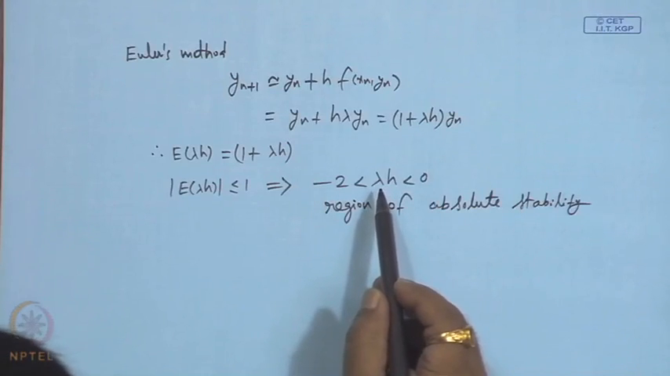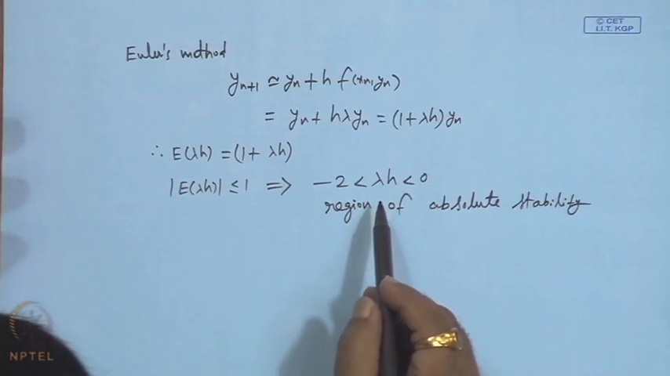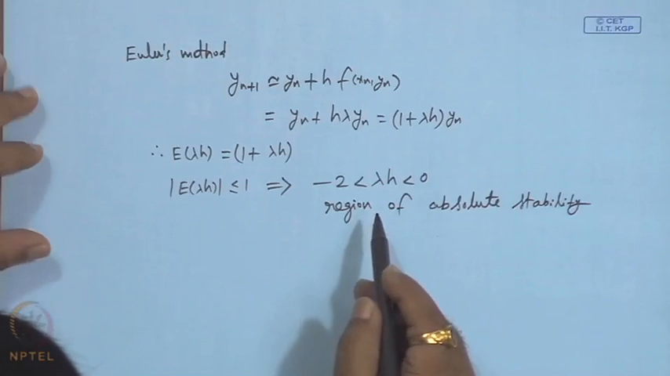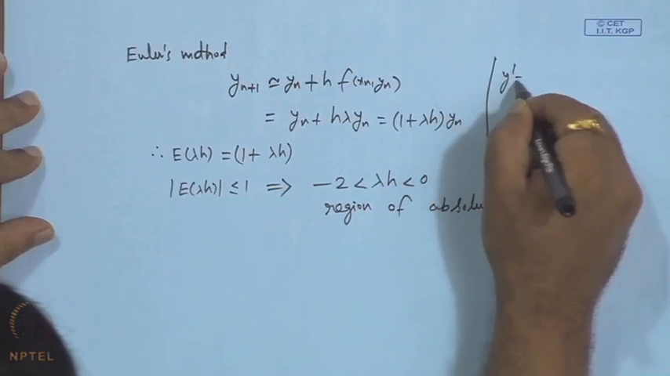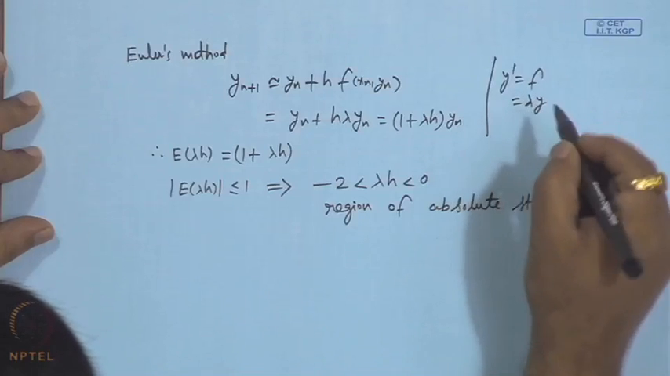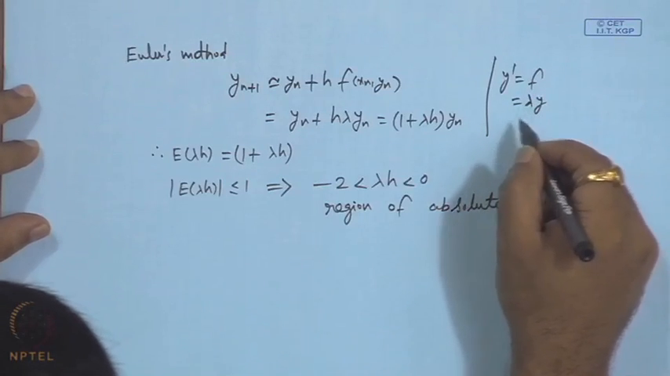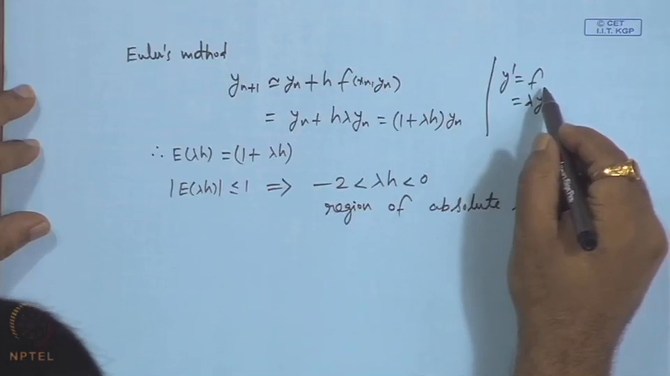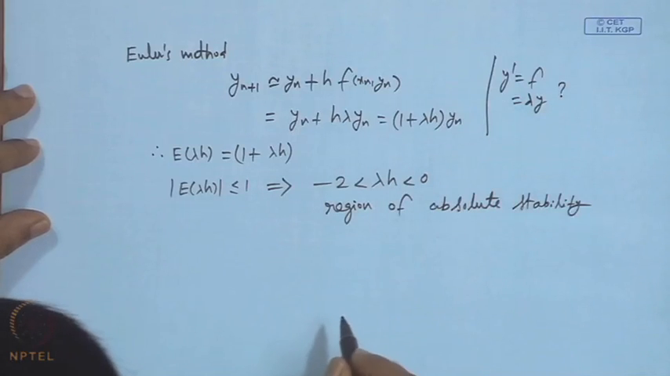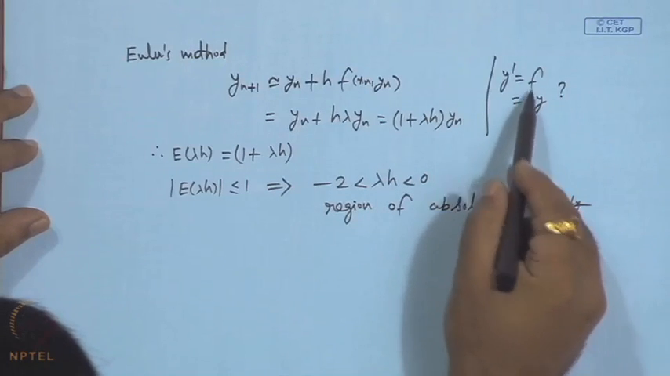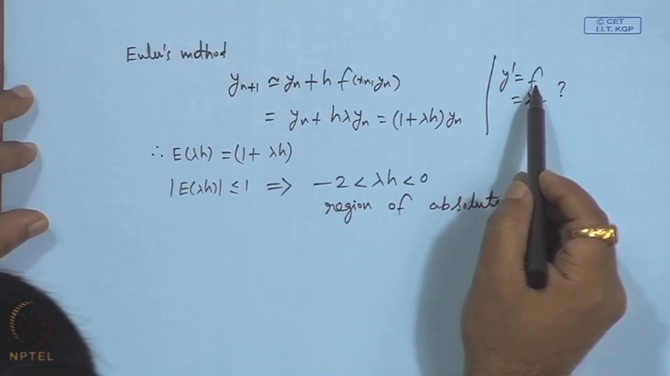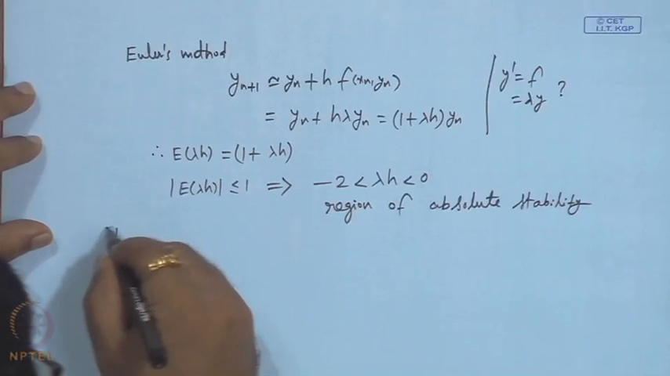Now, what is lambda? Lambda is coming from our reference equation, but we have the more general form, that is y dash equals f. So, why are we talking about y dash equals lambda y as a reference equation, whereas we need a more general case? We will do it a little later. What is the connection between this? Why do we take such a reference equation when we need a more general case of f?